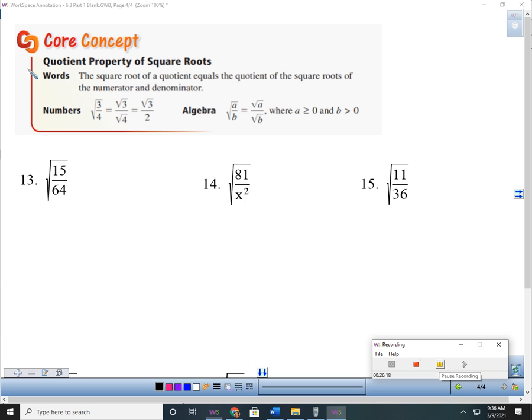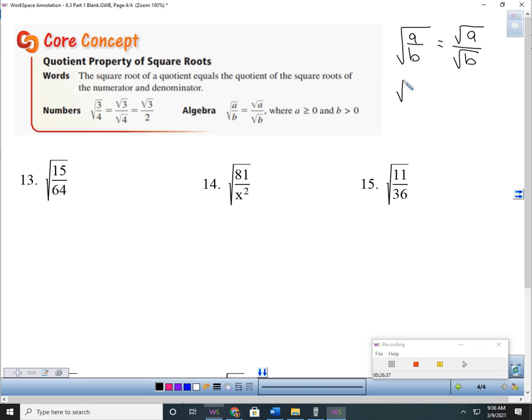All right, so we have the quotient property of square roots that says if I'm taking the square root of something divided by something else, I can do the square root of the top and also divide by the square root of the bottom.